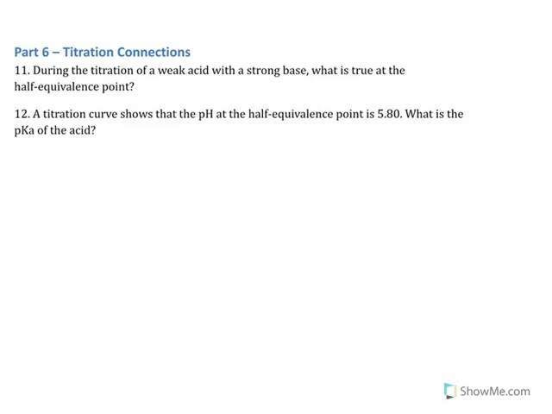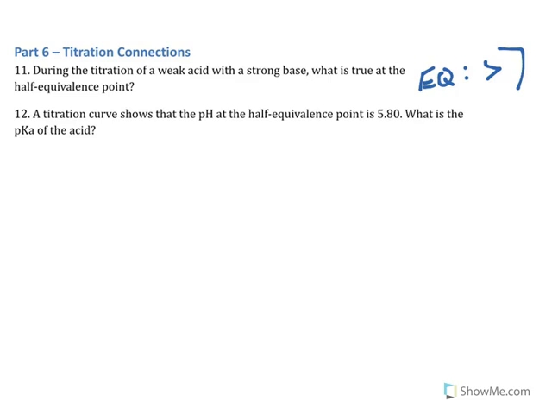Part 6 is talking about titrations, and number 11 specifically is the titration of a weak acid with a strong base. This isn't what the question's asking, but it is worth noting that at the equivalence point, then, this is going to have a pH greater than 7 because it's a weak acid with a strong base. But what's true at the half equivalence point?